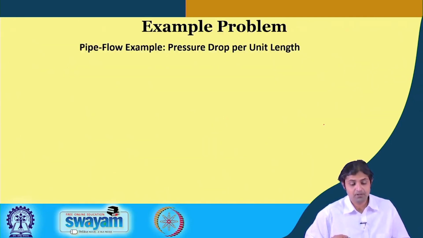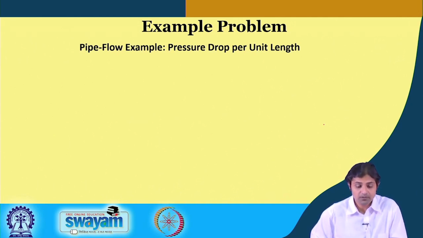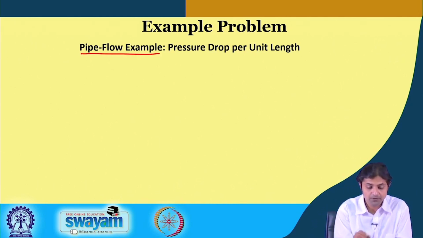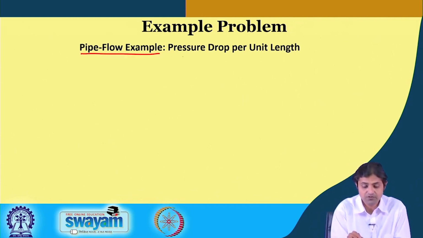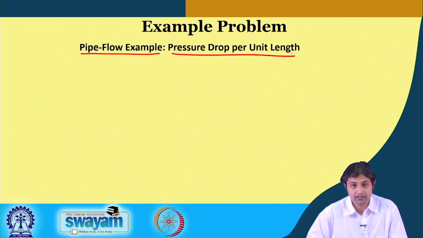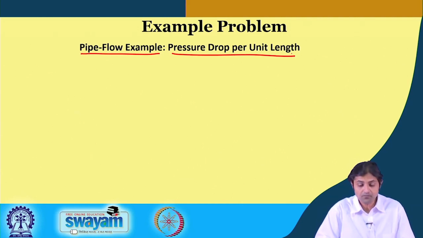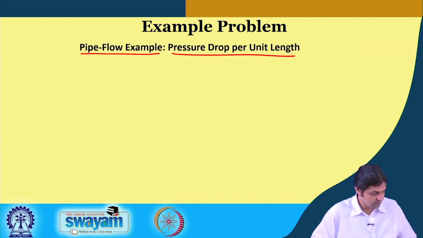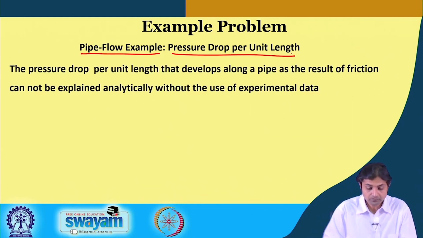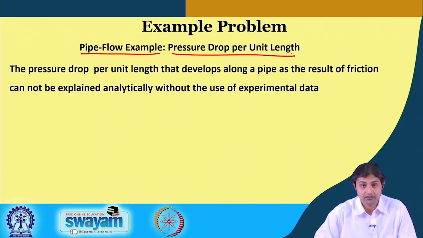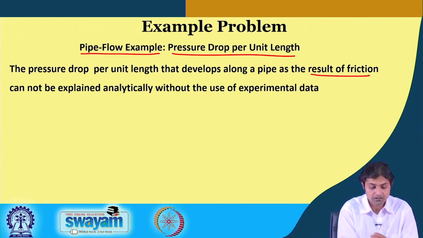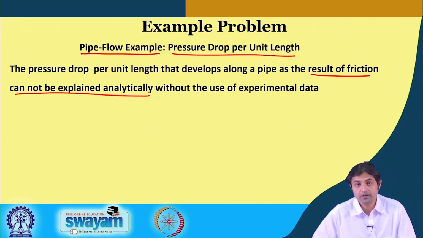So, let us take an example problem. It is a very famous problem, an example of pipe flow, and what we have to determine is the pressure drop per unit length. So, we will explore in principle how these things can be done using experiments. The pressure drop per unit length of the pipe that develops along it is a result of friction. And this phenomenon cannot be explained analytically without the use of experimental data.